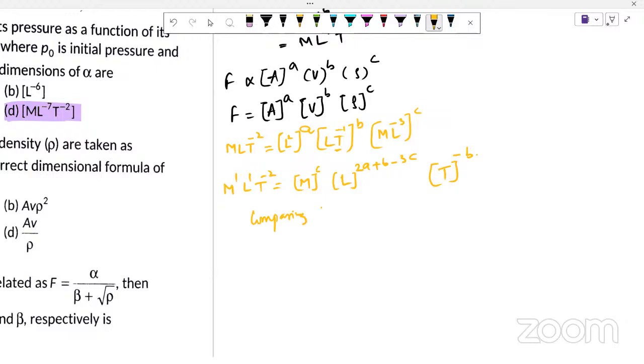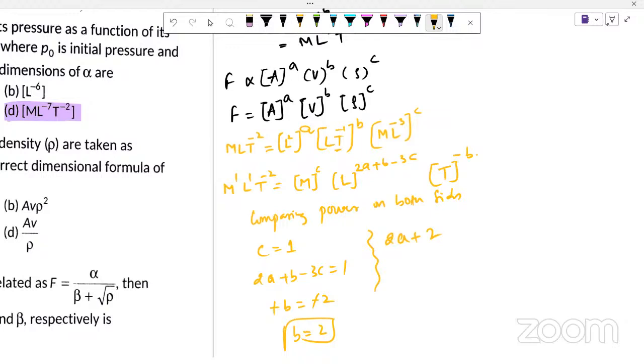Comparing powers on both sides. That means C value will be equal to 1. Then 2A plus B minus 3C will be equal to 1, and minus B will be equal to minus 2. We need to calculate the value of A. B value is how much? This minus will get cancelled. So B value is equal to 2.